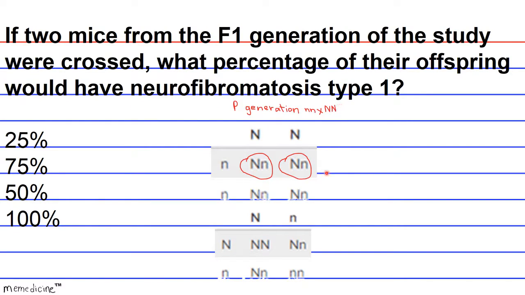All right, so if two mice from the F1 generation mate, as shown here, then 75% of their offspring will have neurofibromatosis type 1 because 3 out of 4 have it, or that fraction translates into 0.75, which yields a value of 75%. Okay? All right.